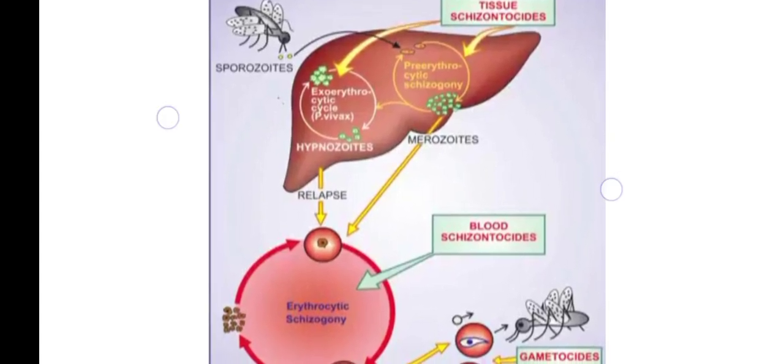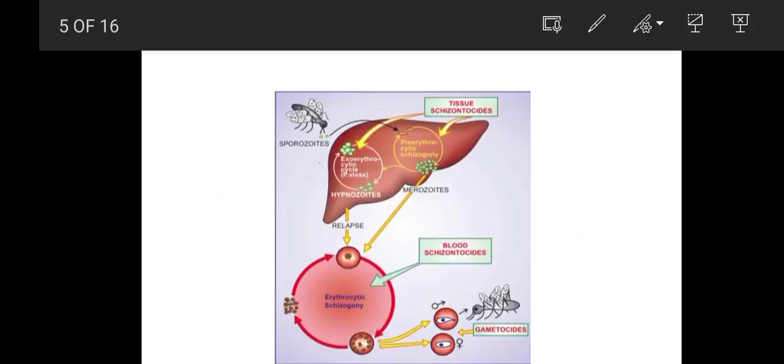So here we'll be looking at the life cycle for better understanding. Now, notice here we have the mosquito, which will insert the sporozoites. You see the two yellowish dots there, that is the sporozoite which will be injected into the human. It will move directly to the liver.